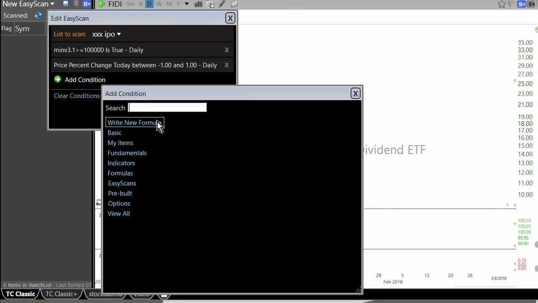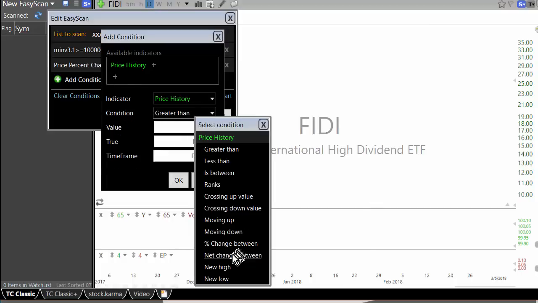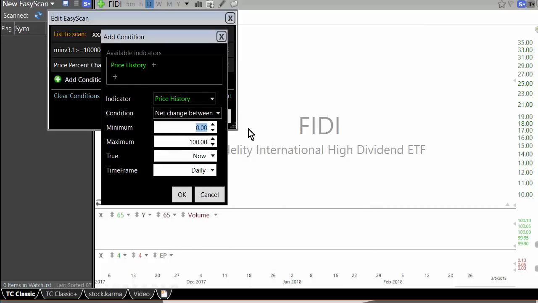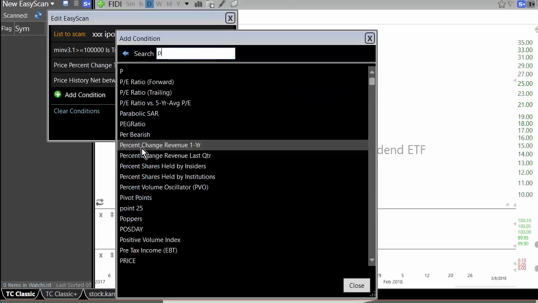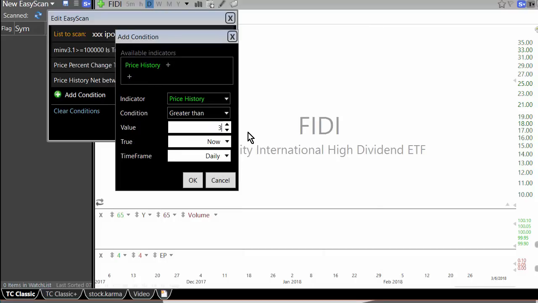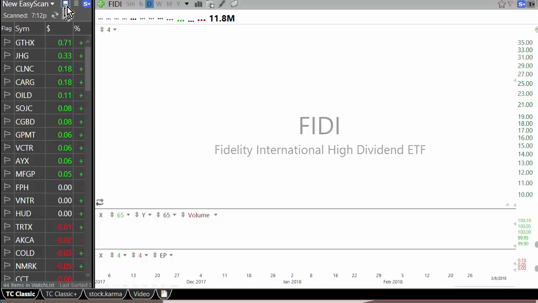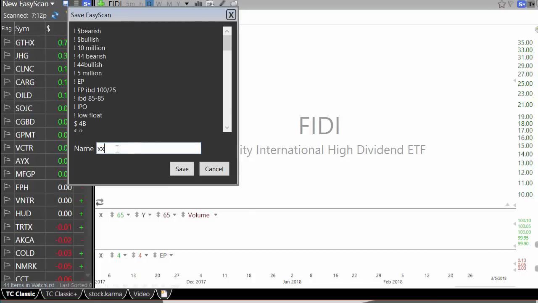Next condition is what? Price net change. You search for price, and when you search for price, you change it to net change between minus 0.4 and plus 0.4. Okay, add condition. You want price above 3, so price is greater than 3, and once you run it on IPOs, you're getting 44 candidates. So you save this as your XXX and IPO bullish.